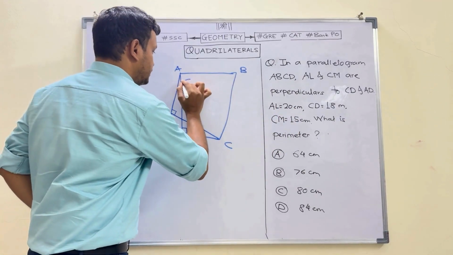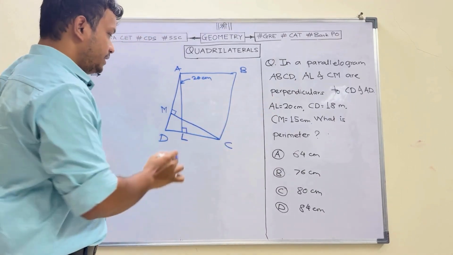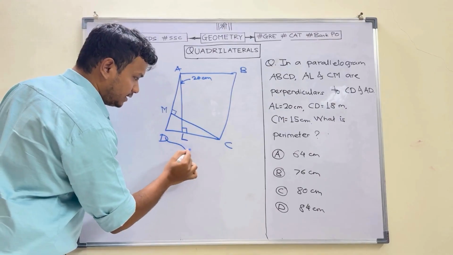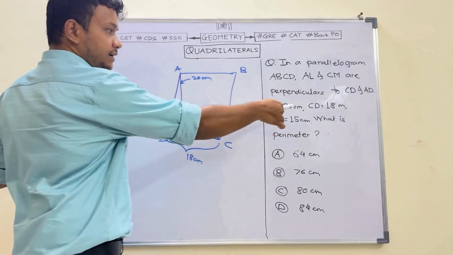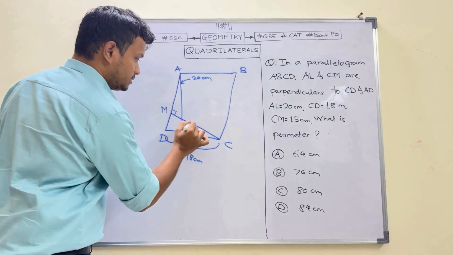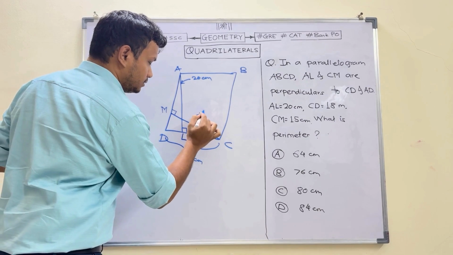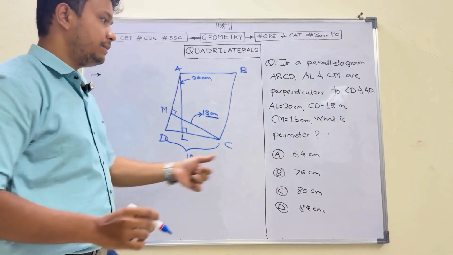They have given AL. AL is 20 centimeters. CD they have given. CD is 18 centimeters. This side they have given 18 centimeters. Correct? And CM is 15. CM is this perpendicular, 15 centimeters. What they have asked is the perimeter.